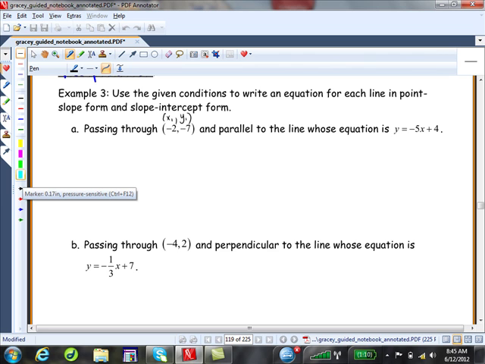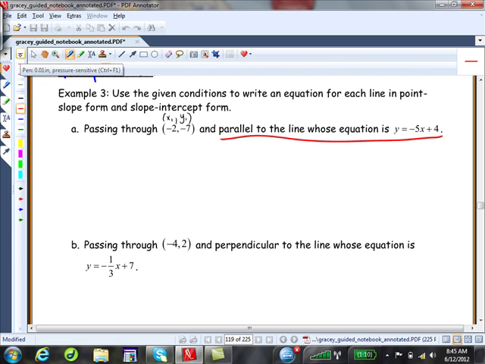So here we go. This part of it, right? So remember, we have to find what? Parallel lines have the same, good, the same slope. So we need to figure out what the slope is. Do you see m equals -5, because that's already in slope-intercept form? Right? So we're going to go ahead and use that slope for this one.